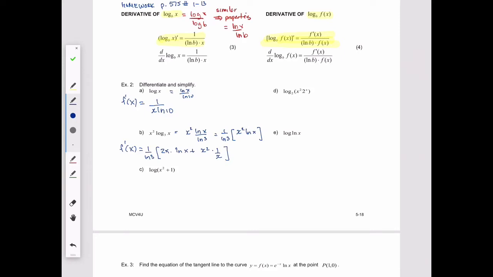I ran out of space, I apologize. And we can cross out the x's there, and we can factor out one of the x's. And our final answer, I'm going to squeeze in someplace here, is going to be equal to, well, we have our x to factor out, and we're left with 2 ln of x plus 1 all over ln of 3.